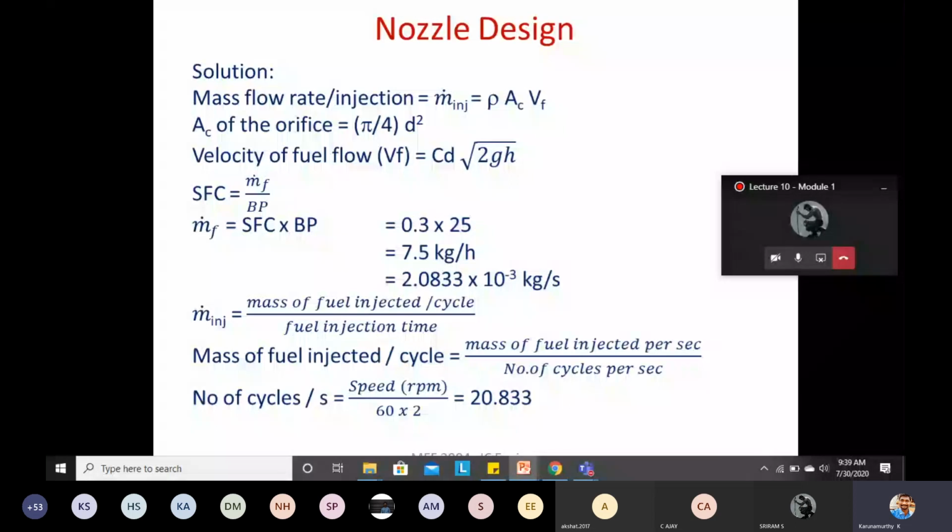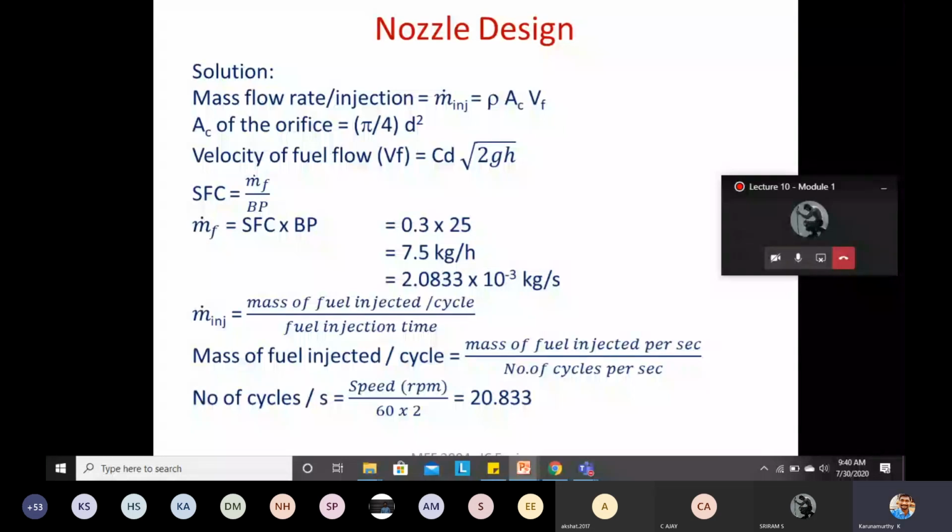Specific fuel consumption is given as 0.3 kg per kilowatt hour. Remember, in the denominator we have kilowatt hour. The brake power is given in kilowatt, so directly you can substitute. Don't convert this into watts. Brake power is specified as 25 kilowatt. Since this is in kg per kilowatt hour, we can substitute in kilowatt directly. Kilowatt will get cancelled, and we get kg per hour. So the mass flow rate of the fuel is 7.5 kg per hour. Is that clear up to this?